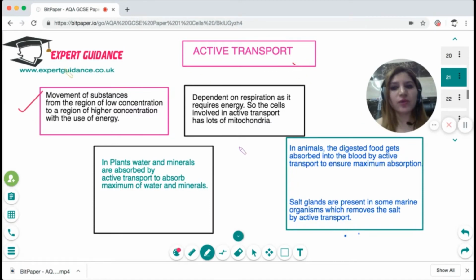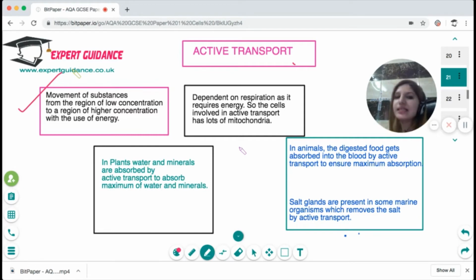Active transport, as you remember, we did uphill and downhill. So active transport is uphill. That is movement of substances from low concentration to high concentration, that is, against the concentration gradient with the use of energy. It is dependent on respiration as it requires energy. So the cells involved in active transport have lots of mitochondria.